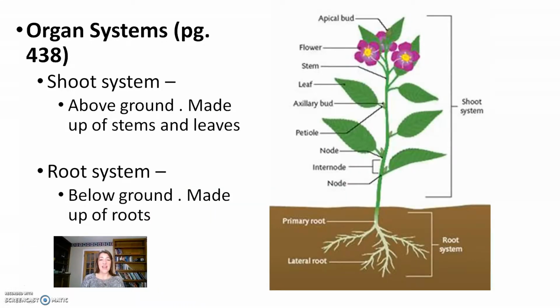Let's talk a little bit now about plant organ systems. As we know, there's the shoot system and the root system. The shoot system is all above ground. It's made up of the stems and the leaves. The root system is below the ground, and these are just the roots. Pretty easy to remember.